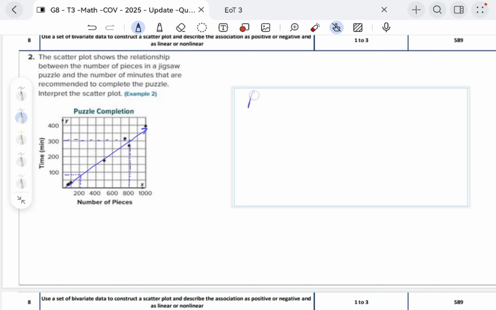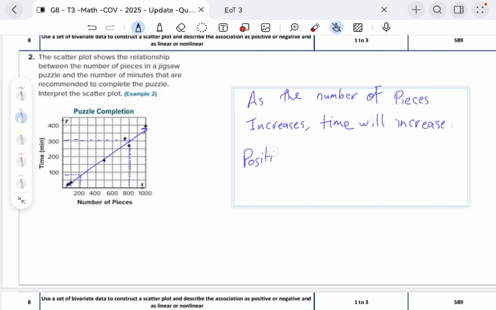So we're gonna write as the number of pieces increases, time will increase. So also we're gonna say that it's a positive linear association.